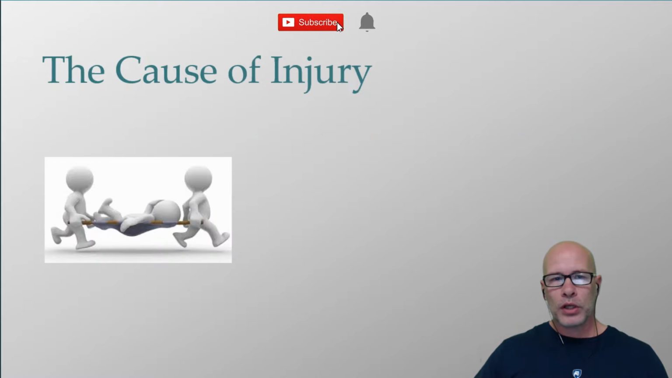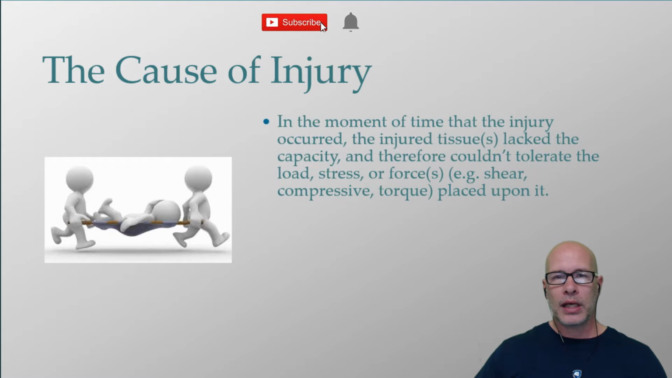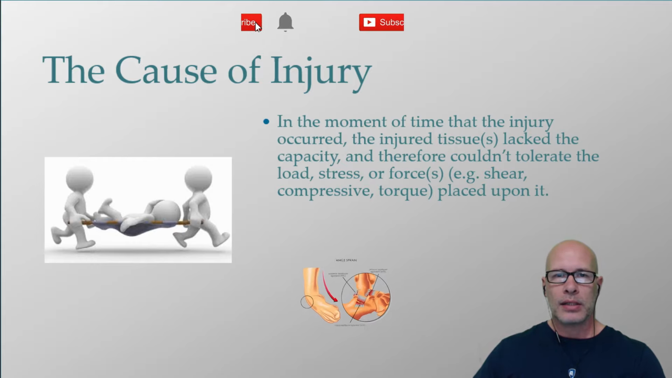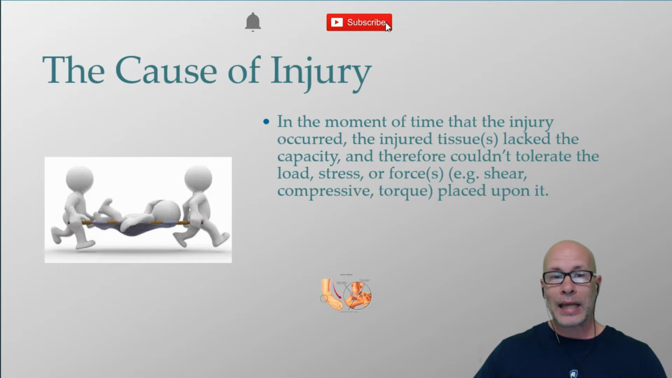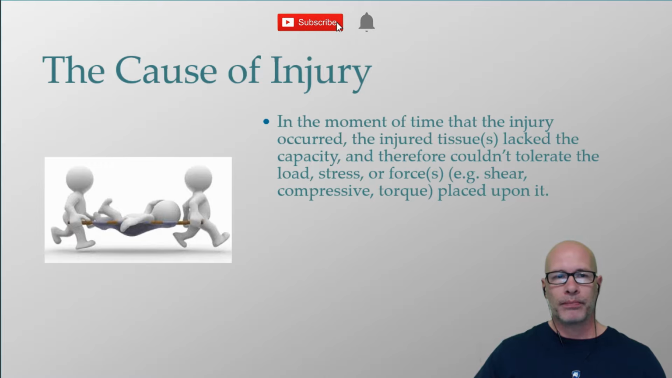There's only one cause of injury, and the cause of injury is that in the moment of time that the injury occurred, the injured tissue, such as bone, secondary soft tissue like tendons and ligaments, or the muscle, wasn't able to, or lacked the capacity to, tolerate the load, force, or stress that was placed upon it.